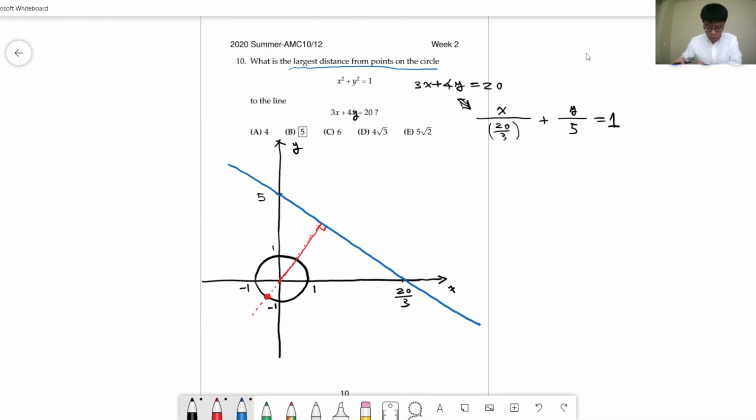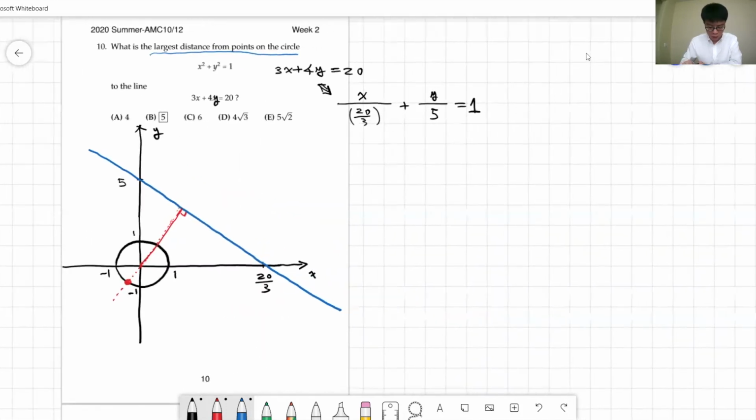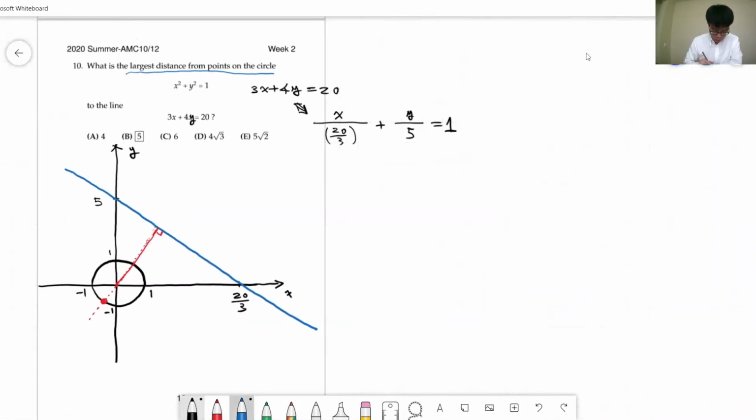So it's basically solving a right triangle. Let me do it here. We have this right triangle.